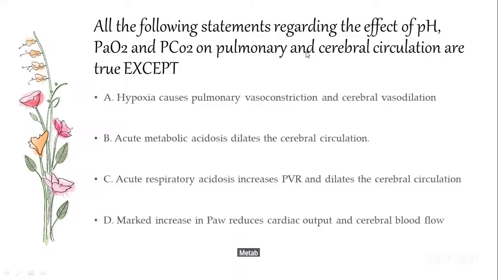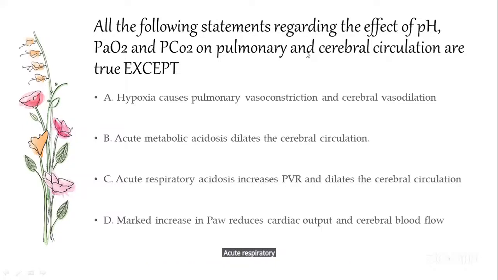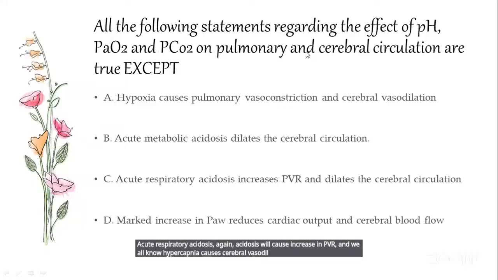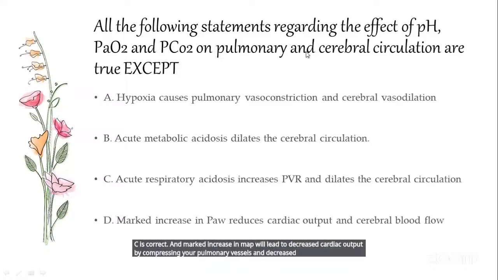Metabolic acidosis does not have any effect on cerebral circulation because H plus ions do not cross the blood-brain barrier. Acute respiratory acidosis, again, acidosis will cause increase in PVR, and we all know hypercapnia causes cerebral vasodilatation. C is correct. And marked increase in MAP will lead to decreased cardiac output by compressing your pulmonary vessels and decreased cerebral blood flow as well. So A, C, and D are correct, and the right answer for except is B.